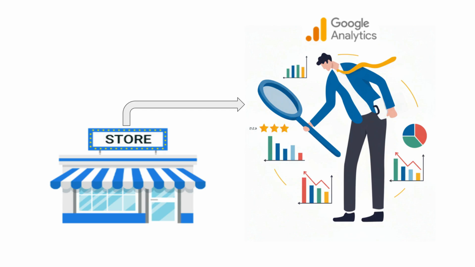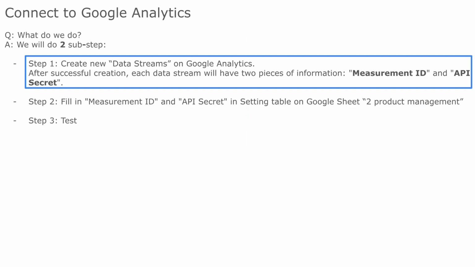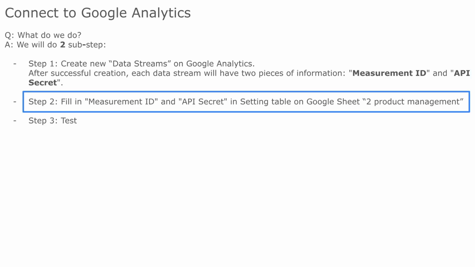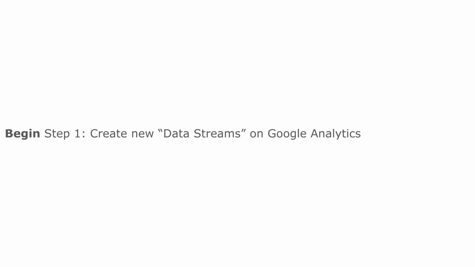In this step, we will connect the store page to Google Analytics, a very powerful analytics tool from Google. To do this, we need to follow 3 steps. The first step is to set it up in Google Analytics. The second step is to set it up in the Google Sheet 2 Product Management. The third step is to test. Let's start with step 1, setting it up in Google Analytics.